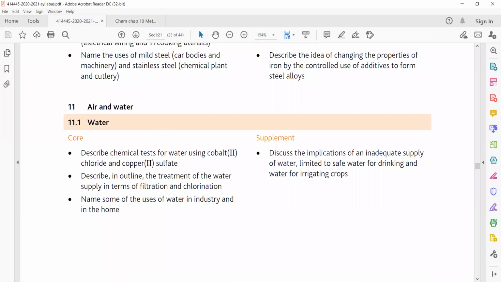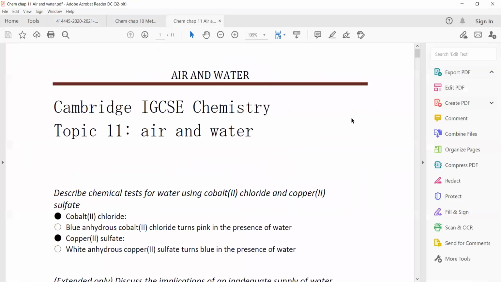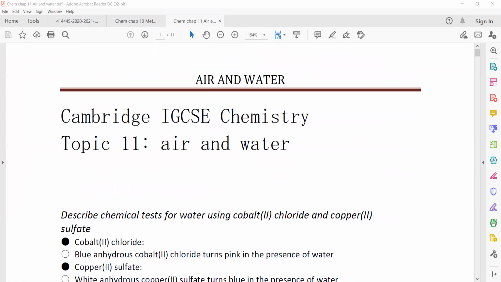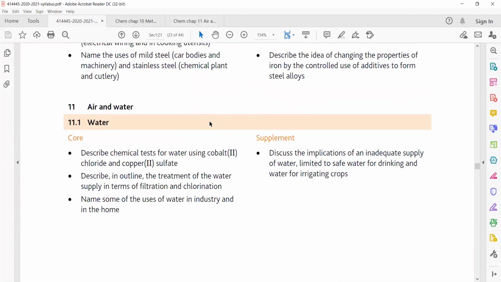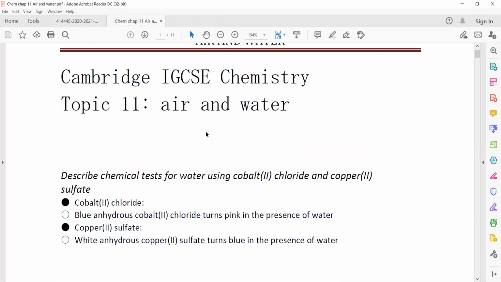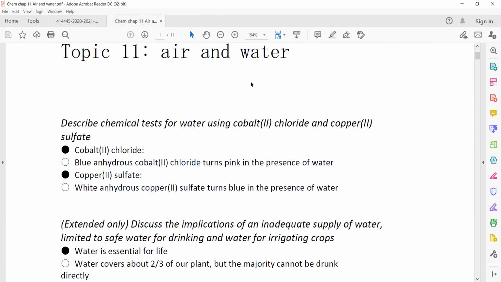Then the next topic is about air and water. First thing, describe a chemical test for water using cobalt chloride or copper sulfate. So, what is the chemical test to check the presence of water? When we add cobalt chloride, you should use the term anhydrous. Cobalt chloride will turn from blue to pink, and copper sulfate will turn from white to blue.